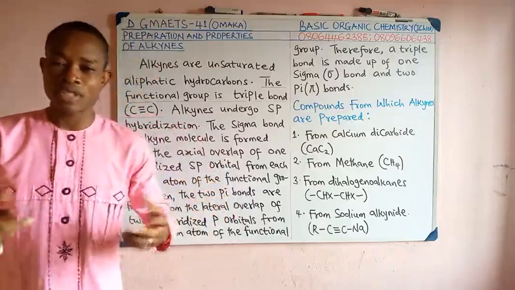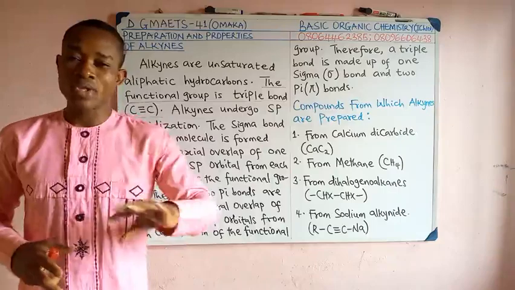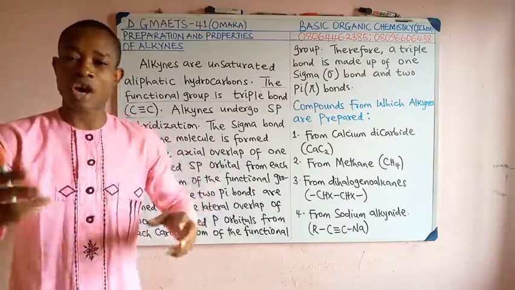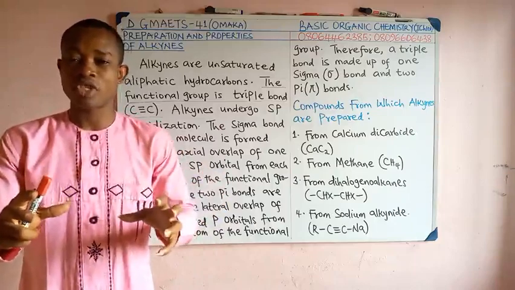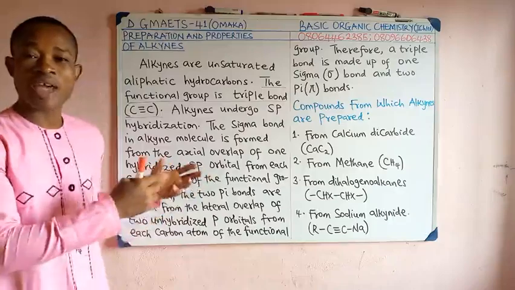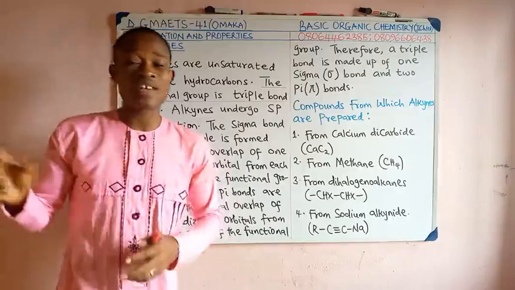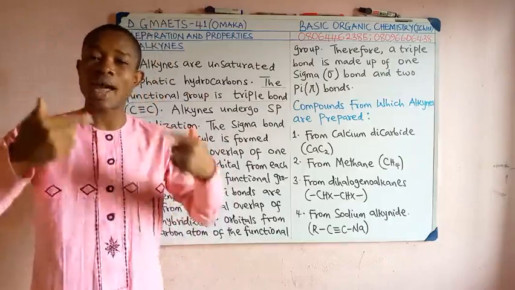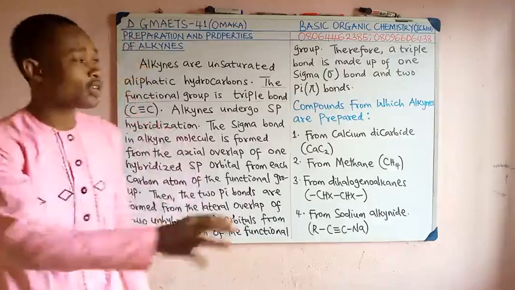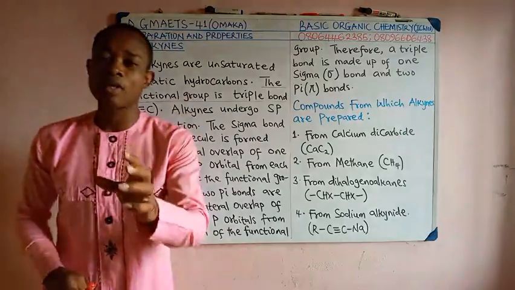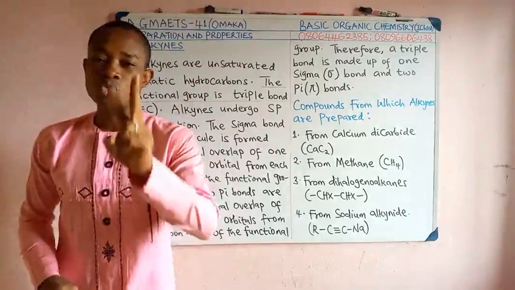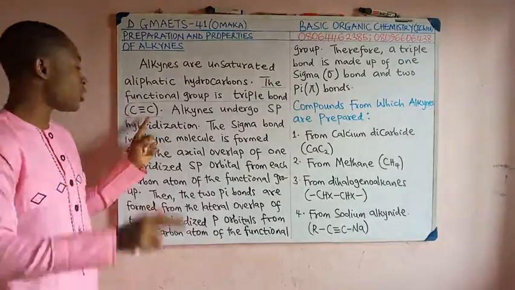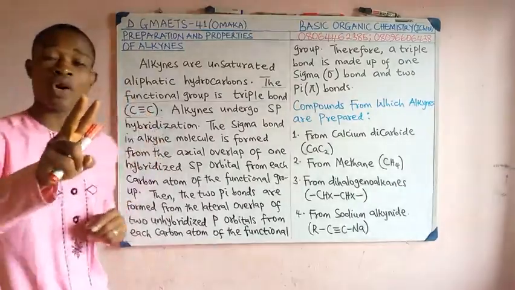Now, how are the pi bonds formed? Pi bonds, we know generally, are formed from unhybridized p orbitals from each of the carbon atoms of the functional group. So what happened in the case of sp hybridization? Because in sp2 hybridization in alkene we treated, each of the carbons of the functional group will donate one unhybridized p orbital. In this case of alkynes, each carbon of the functional group is donating 2 unhybridized p orbitals. So this carbon will donate 2 unhybridized p orbitals, this will donate 2 unhybridized p orbitals.